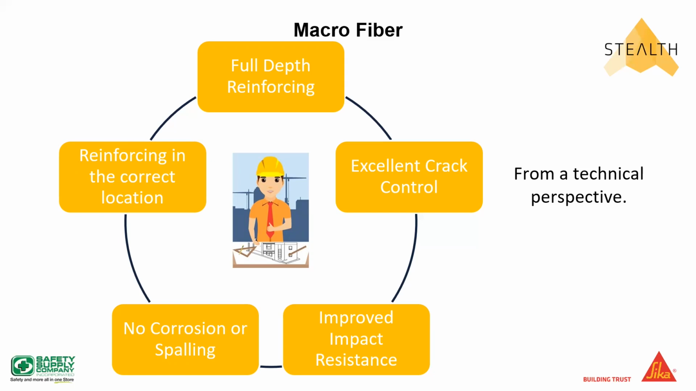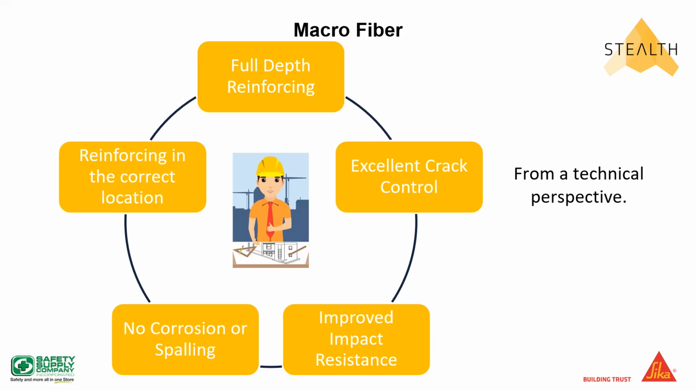It ends up in the bottom of the slab, and it's not doing anything for that concrete in the bottom of the slab. So that's what I mean there when I say reinforcing in the correct location. Now, full depth reinforcing. You'll see something mentioned about this later on in the presentation about 3-dimensional versus 2-dimensional reinforcements. With welded wire mesh or welded wire fabric, as I call it, and rebar, you are only getting 2-dimensional reinforcement. Whereas with fiber, you're getting 3-dimensional reinforcement.